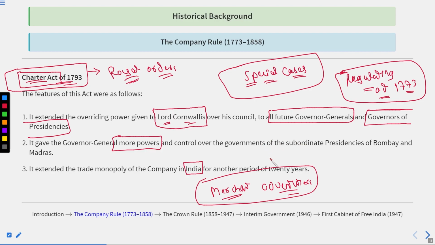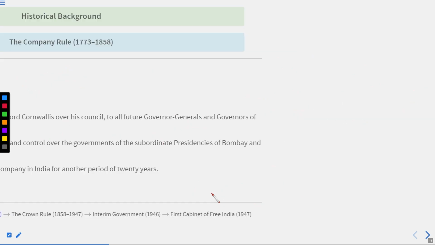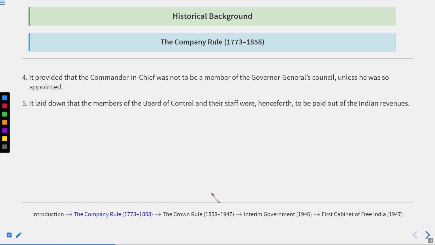This monopoly was extended for the next 20 years after the passing of the Charter Act of 1793. It means that till 1813, because the act was passed in 1793, if you add 20 years, the answer should be 1813. So from 1793 to 1813, only the East India Company had the power to trade with India. Except them, no one was allowed to do trading with India.